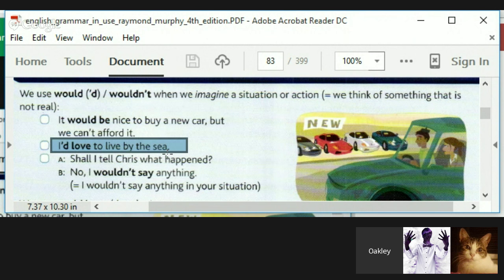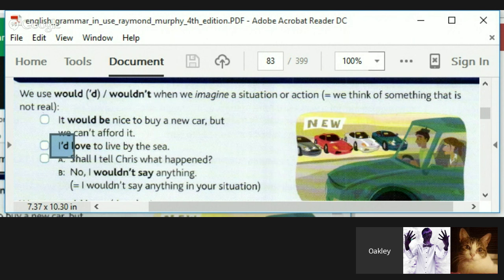I'd love to live by the sea. I can automatically assume, if I hear someone say this, that they do not live by the sea. This is not a real condition or situation. Okay, also, notice the contracted form. Native speakers will generally always use contractions when speaking. General rule of thumb, contractions are always used in speaking. Formal writing, you should always use full form.